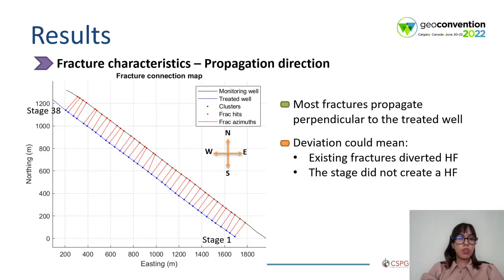Most of these fracture trajectories are compliant with what was expected. They propagate perpendicular from the treated well. However, there are some paths that have a steep inclination angle. This could be because there are other fractures in the formation that diverted the fracture, or something unexpected happened during injection.